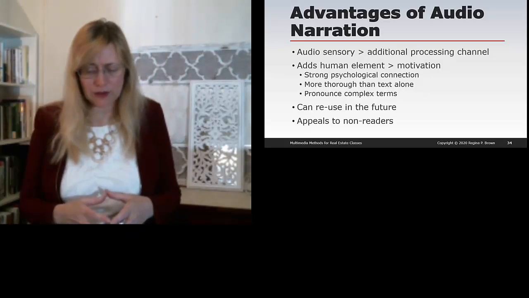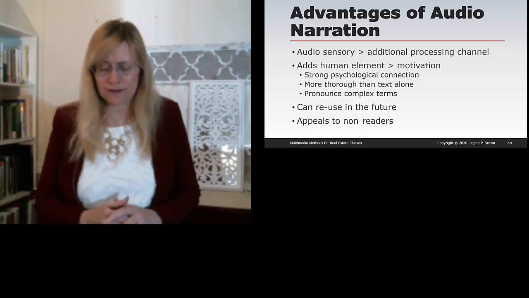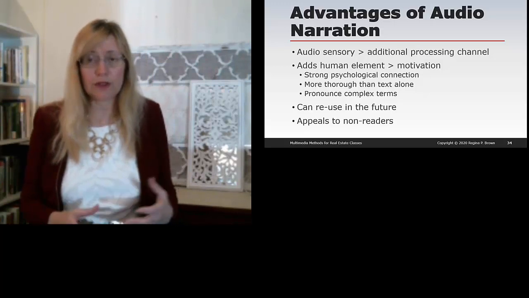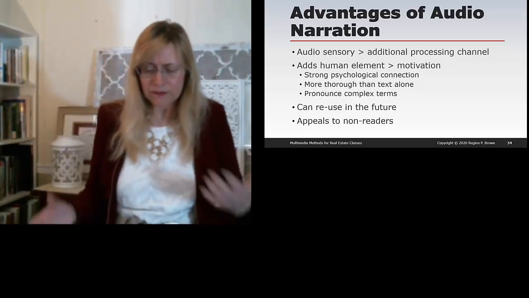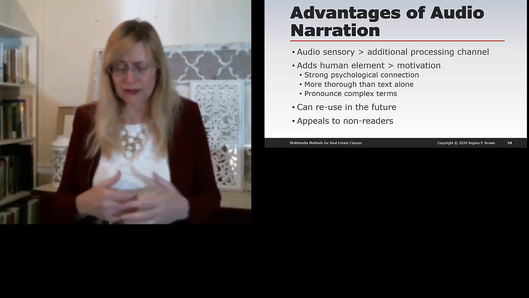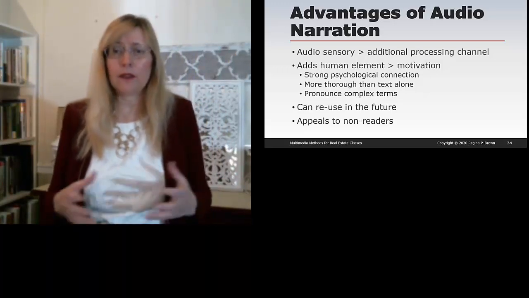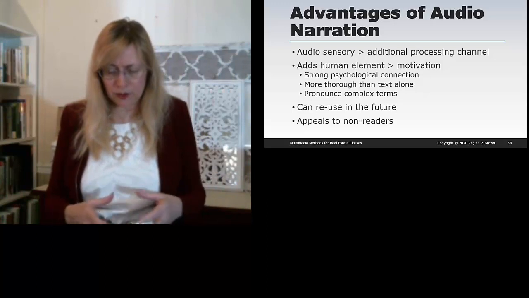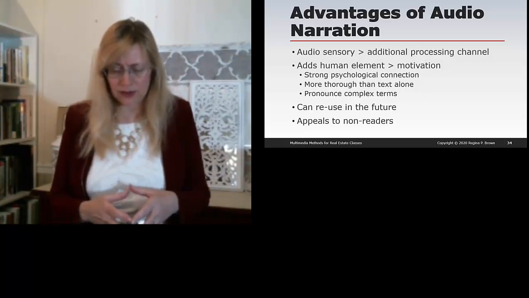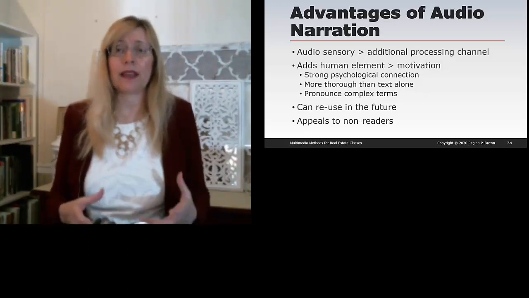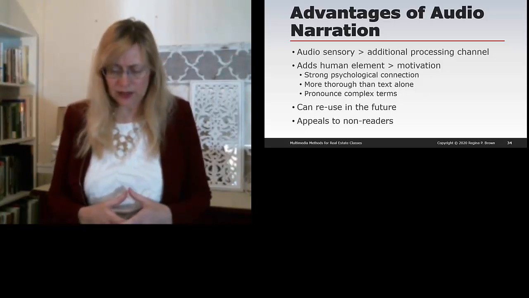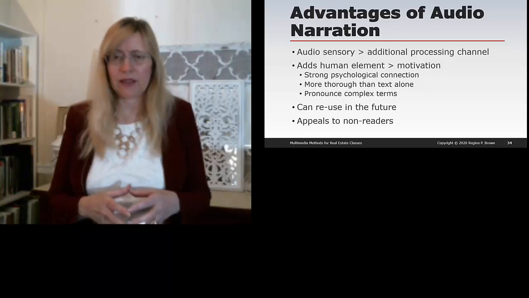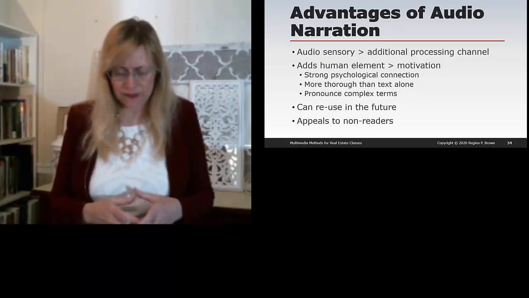Audio narration appeals to students who shy away from reading. This includes students with reading disabilities, students whose reading skills are not fully developed, and those students who simply prefer not to read. Audio is also preferred by students who are not native English speakers and are not yet confident reading and comprehending the lesson in English. Listening to audio helps them comprehend the lesson more readily.